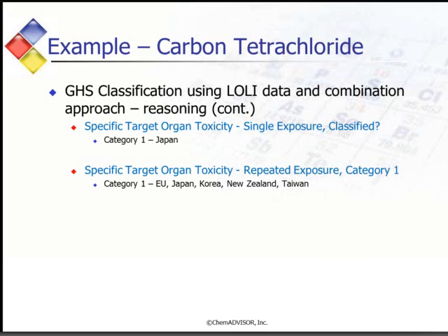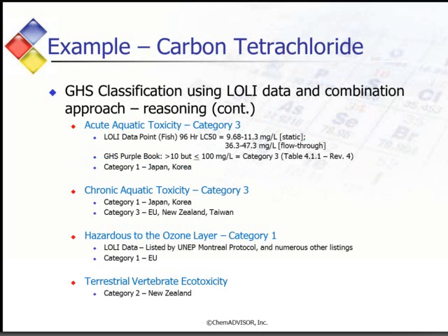And then for repeat exposure, category 1, there are some various organs identified by numerous countries, so we would classify that material. The optional elements under OSHA are listed on this slide: acute aquatic toxicity category 3, chronic category 3, hazardous to the ozone layer category 1, and terrestrial vertebrate ecotoxicity is enforced by New Zealand. New Zealand has a published classification of category 2.